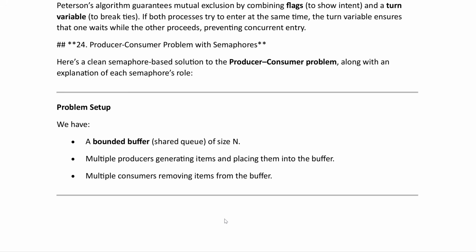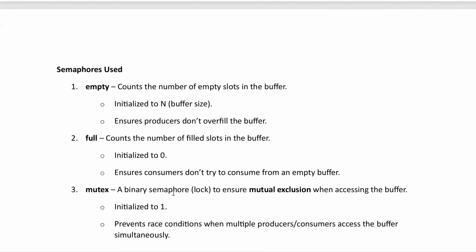So we have a buffer. The size of the buffer is capital N. Producer consumer problem means producers want to produce and consumers want to consume some items. Producer will produce an item, consumer will consume an item. So multiple producers generate items and place them into the buffer. The producer is adding the item into the buffer, right? And the consumer will consume that item or remove that item from the buffer, right?